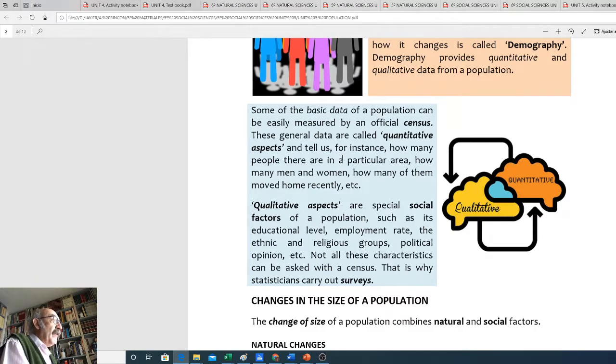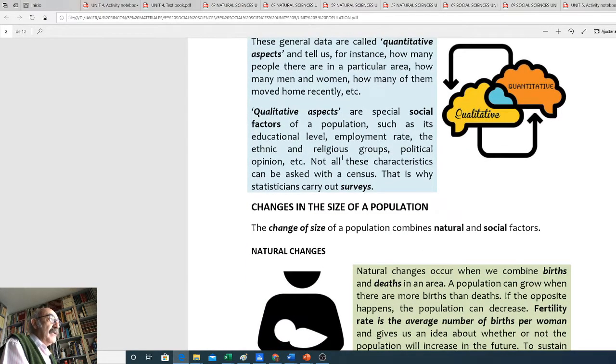And conversely, we have qualitative aspects, and these are aspects about the social factors of a population. For instance, the educational level, the employment rate, the ethnic and religious groups, political opinion. All these things can't be answered with a number. You can say my educational level is primary school or secondary school or university. You don't answer with a number. You don't say two, four. You understand? These are qualitative questions and qualitative aspects.